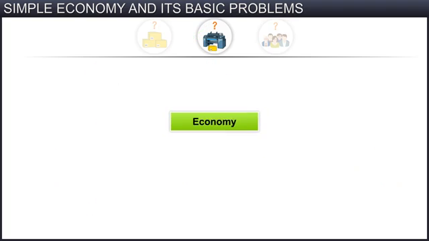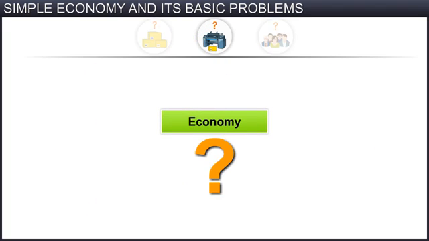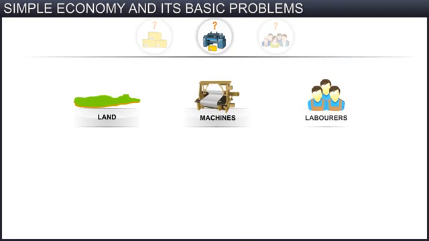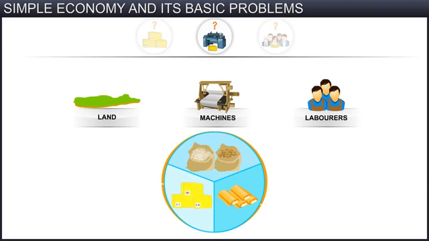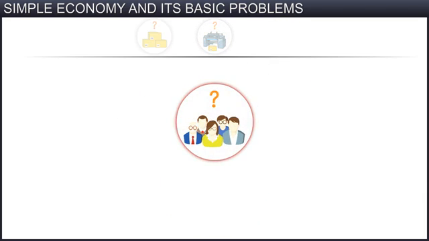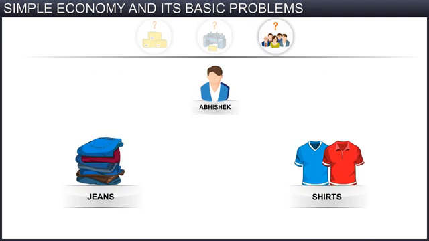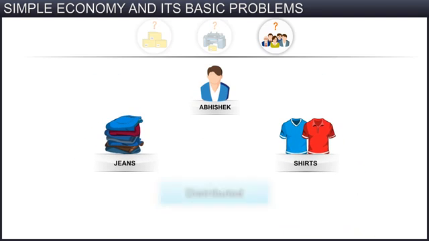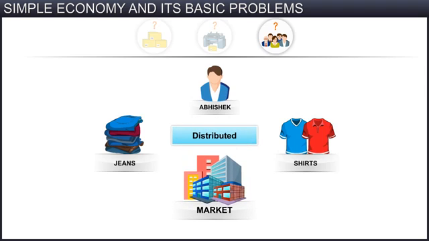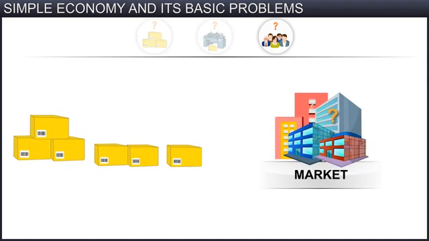Similarly, the economy also faces the problem of how much of each resource it possesses should be used in the production of different commodities. Moving ahead, we will now see the third basic economic problem of for whom to produce these goods. In the above case, Abhishek has produced both jeans and shirts. These products should be distributed or sold in the market. In fact, the problem of how to distribute goods and to whom they should be distributed also arises.